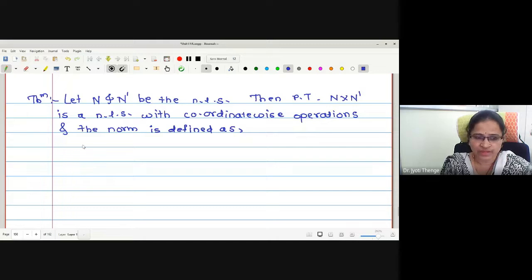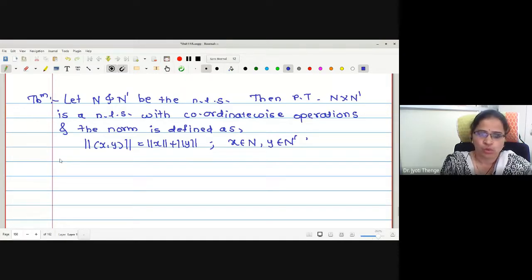How was the norm we were defining? The norm of the ordered pair xy is defined as norm x plus norm y, provided x is in N and y is in N dash. Also prove that this norm induces the product topology.